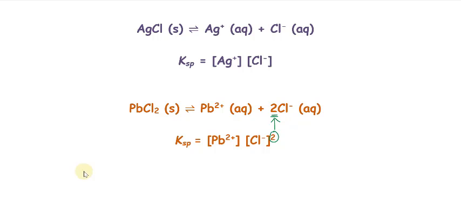Like other equilibrium constants, the Ksp depends only on the temperature, not on the individual ion concentration. So the higher the temperature, the higher the Ksp, the greater the solubility.